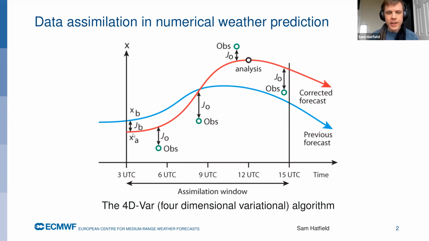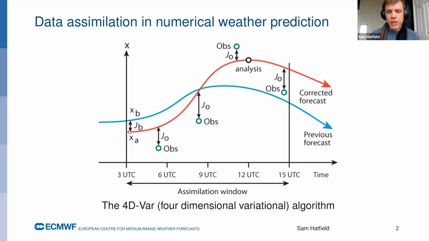So what we do is we define an objective function or cost function, which measures the least squared distance between a trajectory of our numerical model and these observations. And then we use some kind of gradient descent algorithm or Krylov subspace method to minimize this cost function, giving us a more accurate model trajectory. In this case, it's the red line.